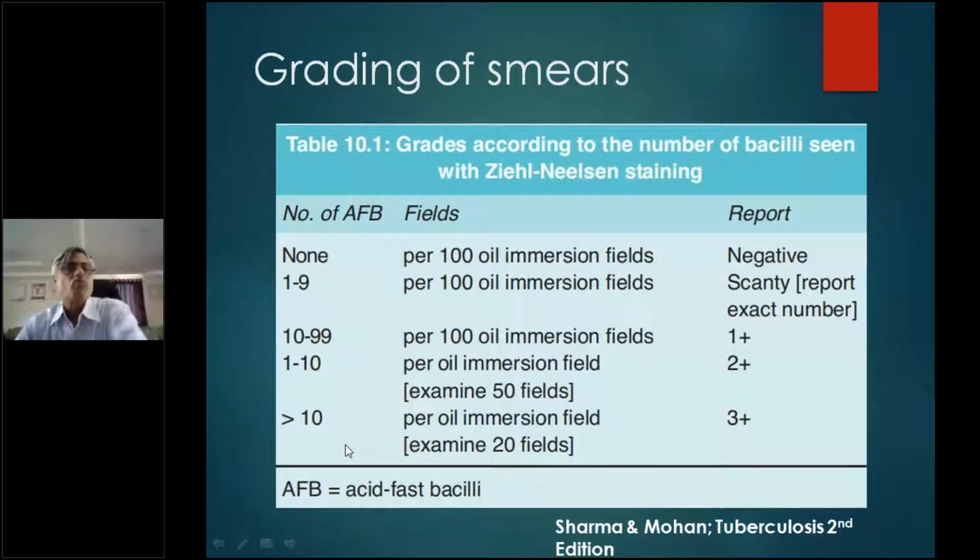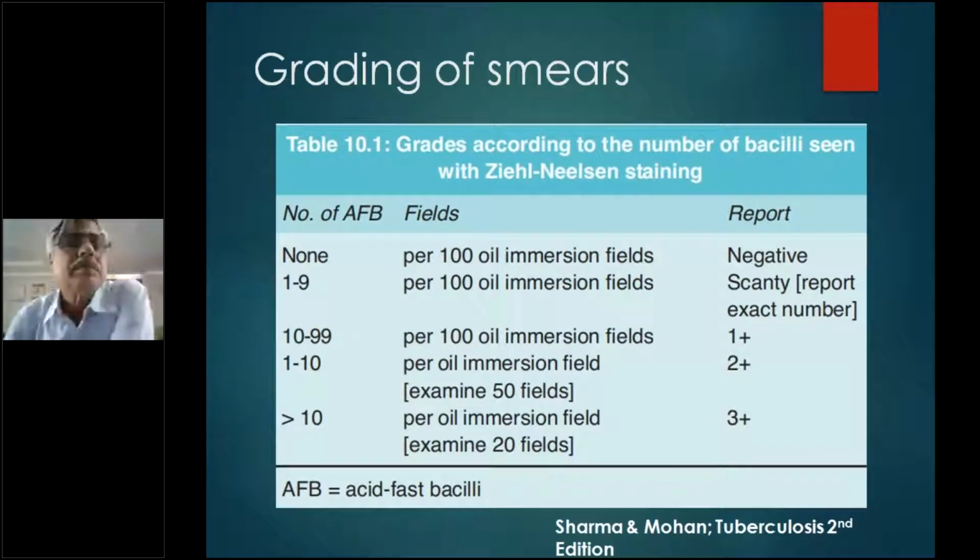So you have to report like this, 1 plus, 2 plus, depending upon the bacilli present. But you should know that 1 crore bacilli will be present in one cavity. Imagine the patient has 2-3 or multiple cavities, we may have crores of bacilli, and then it will become positive. Sometimes it will become negative. Then you have to go for culture.